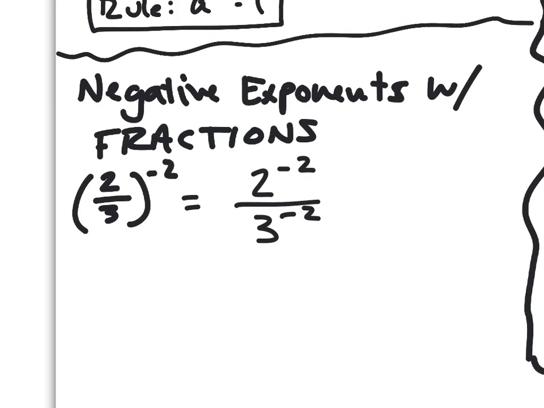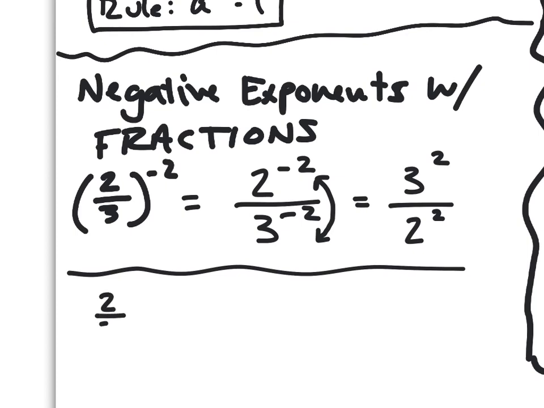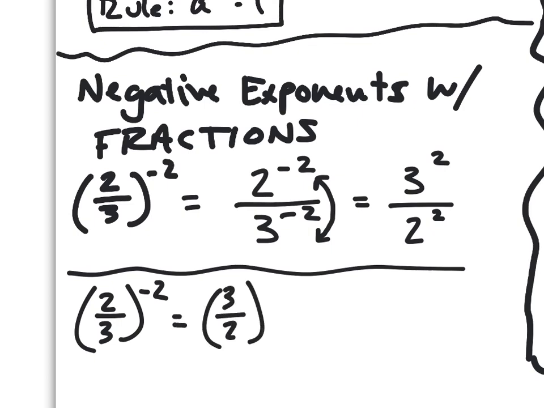Then I would take my numerator, move it to my denominator, and vice versa, to make those positive. What we would get is 3 squared divided by 2 squared. Another way to do it would be to say, if I've got 2/3 to the negative 2 power, because it's raised to a negative, I'm just going to flip my fraction. That would give me 3 squared over 2 squared, and you get the same thing in the end.